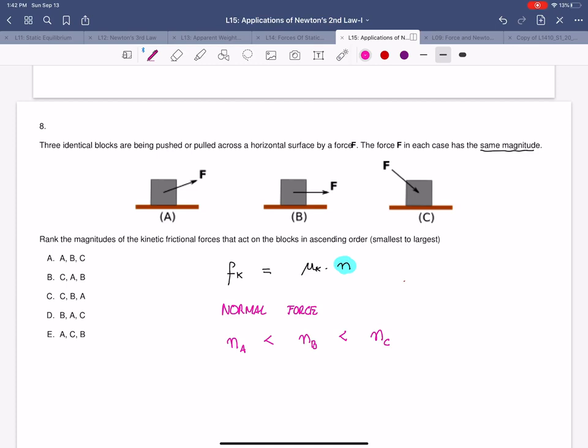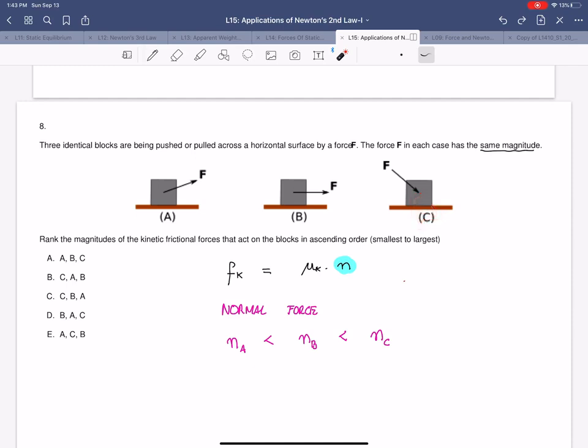Why? Because in A, the force F has a vertical component, and so the normal force has to balance only a small part of the weight. You've got the weight in the downward direction, and F has a component in the vertical direction, so the normal force is going to be the difference between these two. Here, the normal force is equal to the weight because the force F is in the horizontal direction. Here, the normal force is going to be greater than the weight because the normal force has to not only balance the weight, but a component of this force which is in the vertically downward direction.